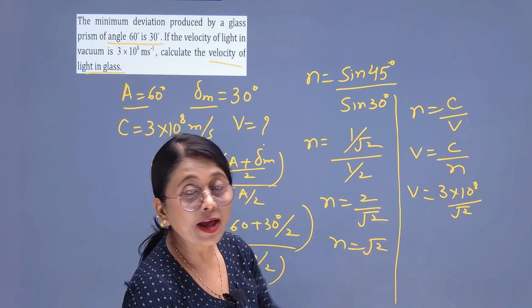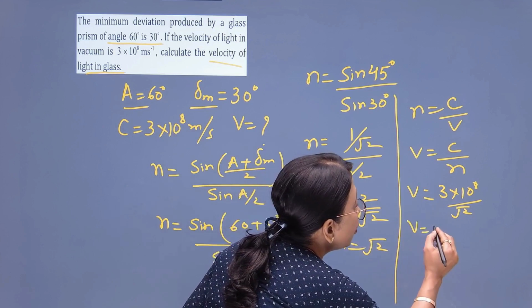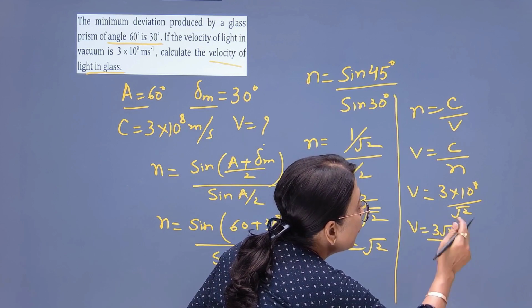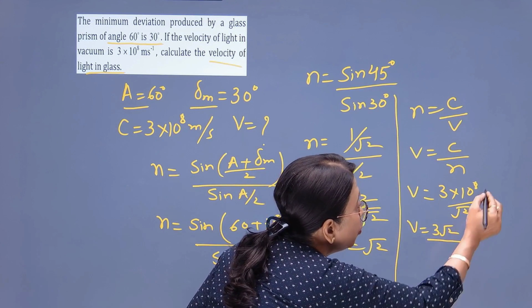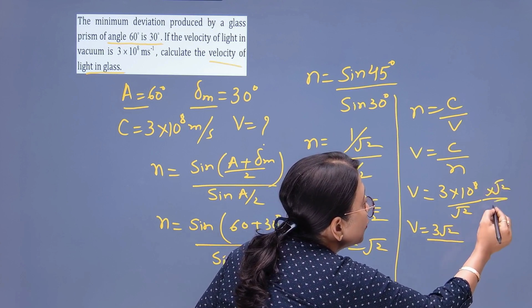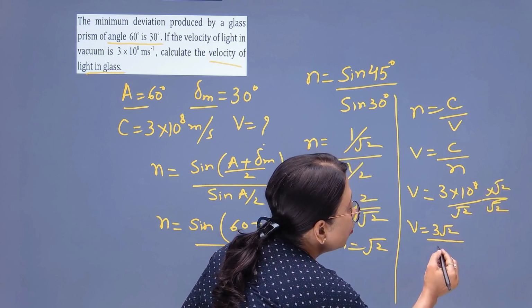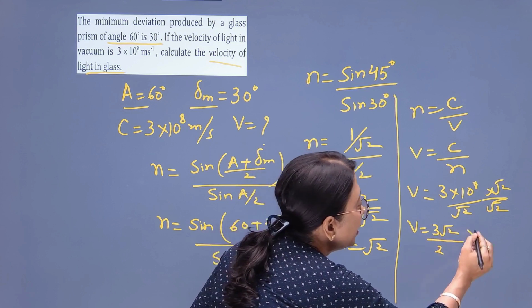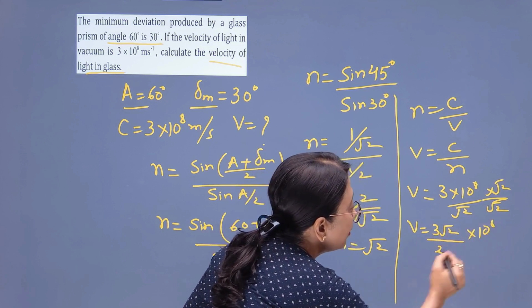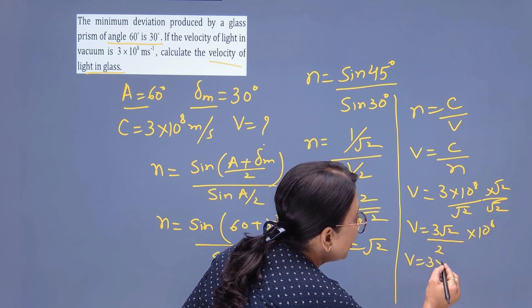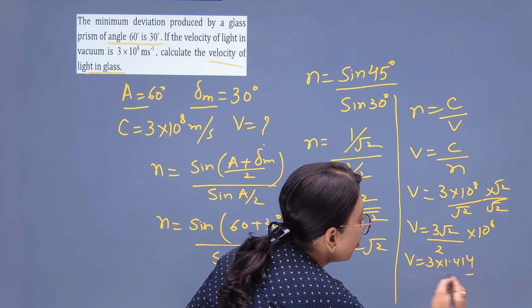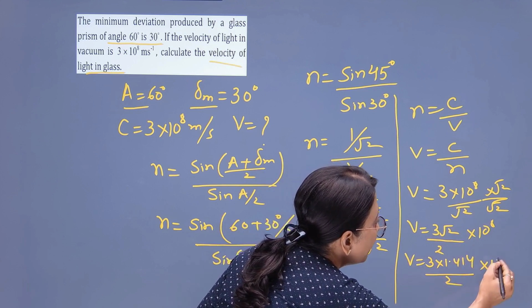इसको रैशनलाइज करोगे और रैशनलाइज करोगे तो ये हो जाएगा 3 रूट 2 डिवाइडेड बाई रूट 2 इंटू रूट 2 से मल्टीप्लाई किया, रूट 2 से डिवाइड किया, तो ये हो गया 3 root 2 by 2 into 10 to the power 8. You can multiply this. This v will come out as 3 into 1.414 by 2 into 10 to the power 8.